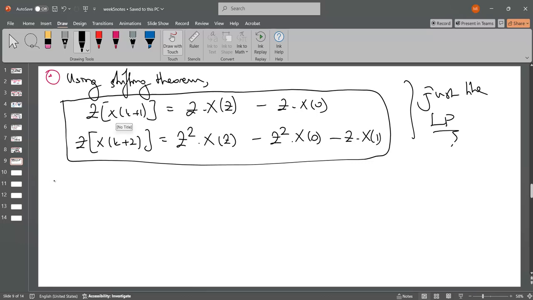Just remember that in the Laplace transform we have derivative or integral operators, but in the discrete domain we don't have one. Why?